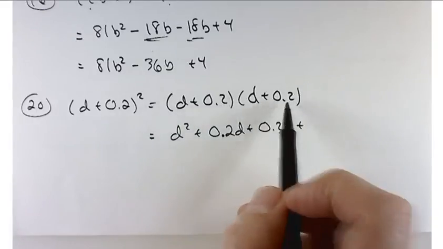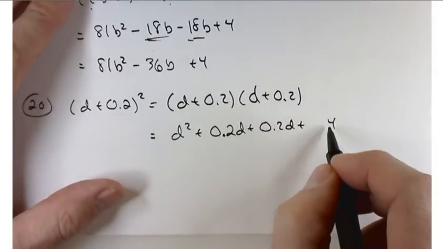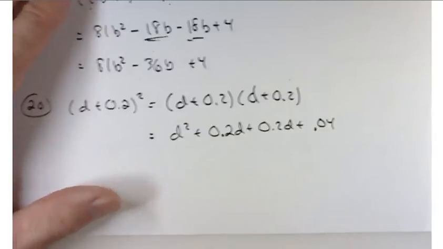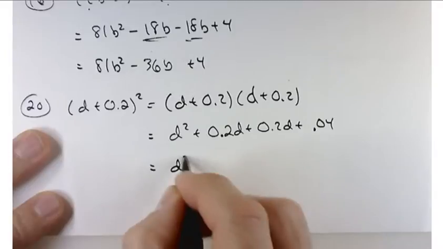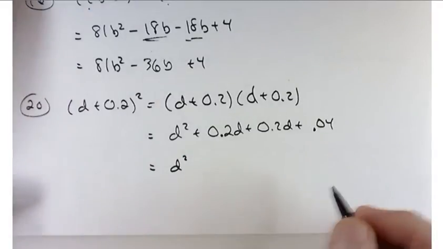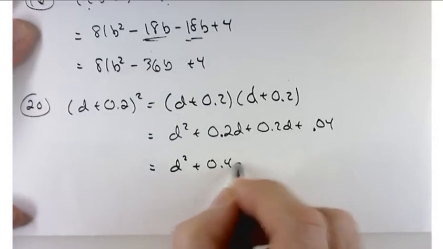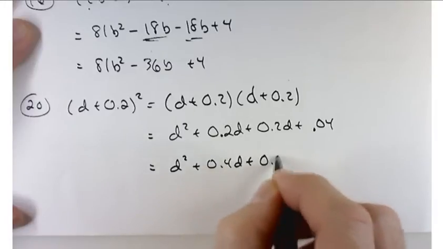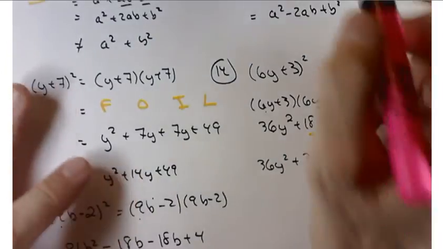2 times 2 is 4. And there should be 2 decimal digits, so it should be 0.04. You can multiply 0.2 by itself on your calculator. That's fine. What's my final answer here? Jacqueline? d squared plus 0.4d plus 0.04. Perfect. Thank you. And thanks, George. Okay. Let's try problem number 22.